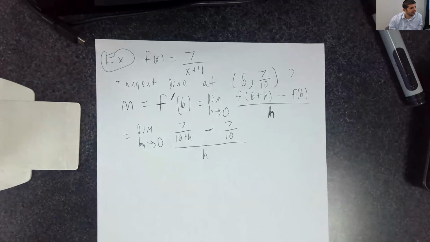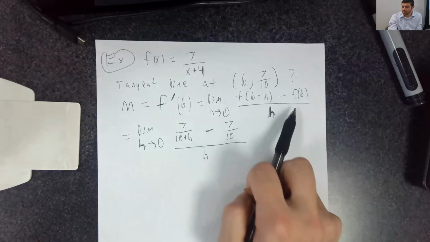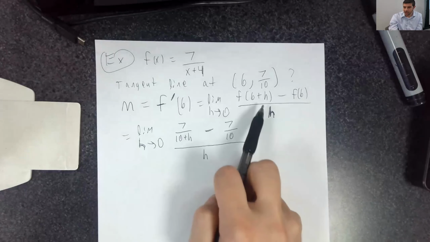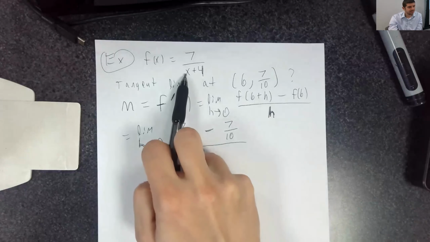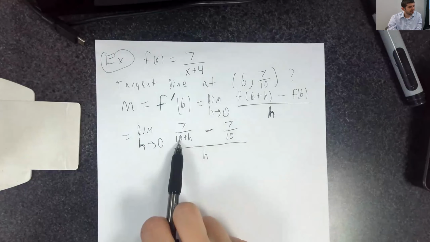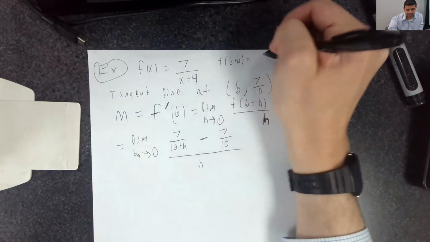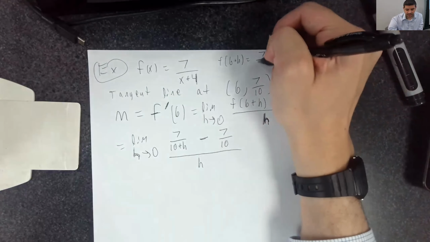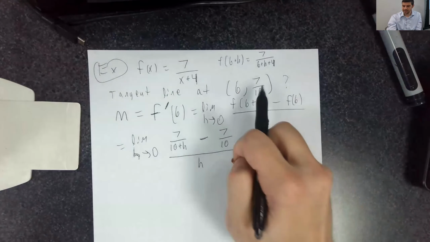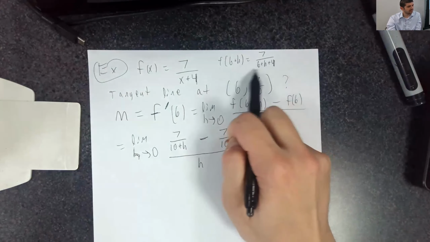Yeah, Matthew, this 10? The first 10? So I plugged in 6 plus h for x, and then the 6 and 4 combined to make a 10. So f of 6 plus h is 7 divided by 6 plus h plus 4. Is that what you were asking? And then the 6 and the 4 combined to make a 10.